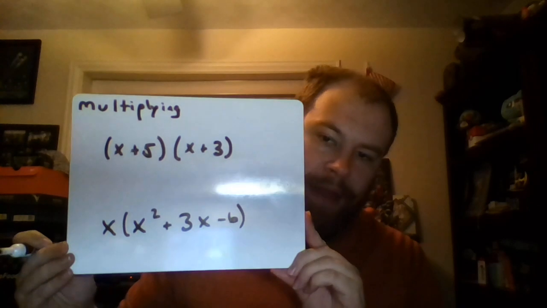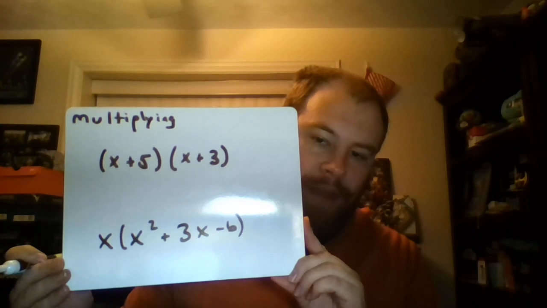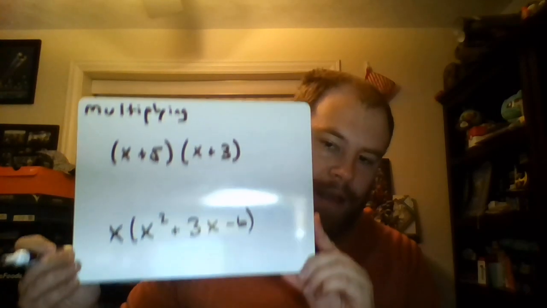And today we're going to take polynomials one step further and we are going to multiply them. In the last video we just added and subtracted, and now in this video we're going to do some multiplication. I've got two examples here on our first board of multiplying. We've got x plus 5 times x plus 3 and x times x squared plus 3x minus 6.